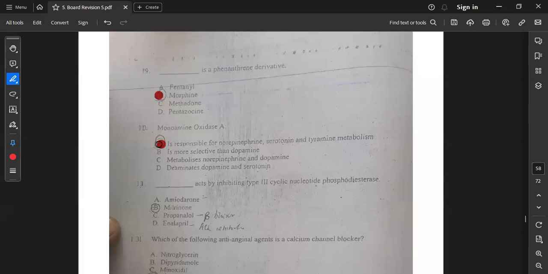Dash acts by inhibiting type 3 cyclic nucleotide phosphodiesterase. Amiodarone, milrinone, propranolol, or enalapril. And then as you answer that, we could also talk about the mechanism of action of the others. Dash acts by inhibiting type 3 cyclic nucleotide phosphodiesterase.